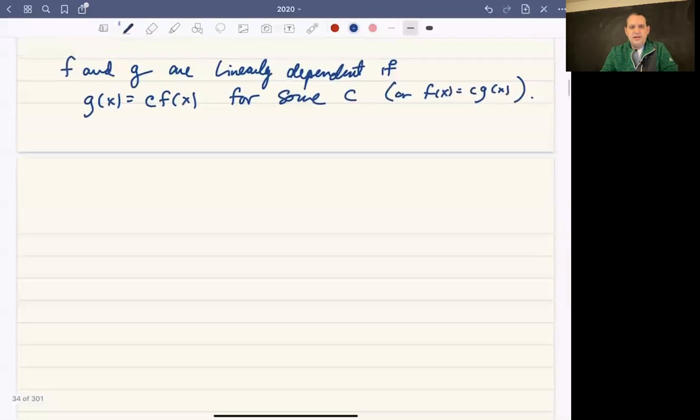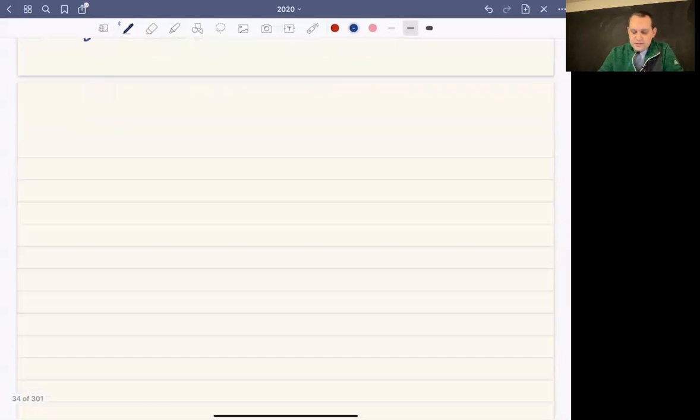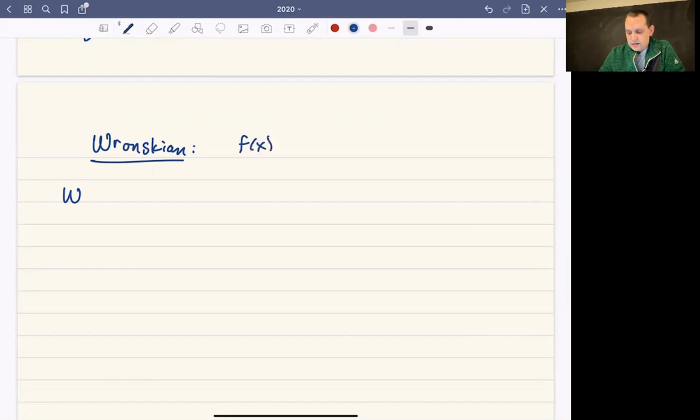One last comment on linear independence: it has to do with a quantity called the Wronskian. The Wronskian is a particular quantity that can tell you whether or not functions are linearly dependent. Let's look at f of x and g of x, and you want to determine whether or not f and g are linearly independent.